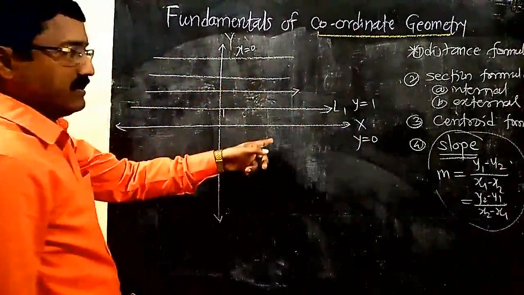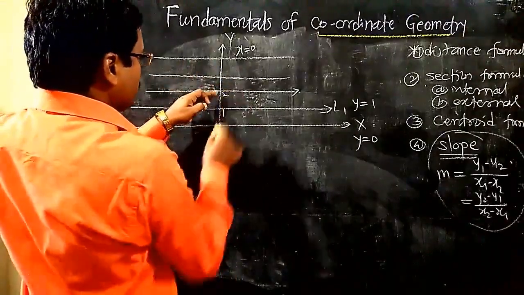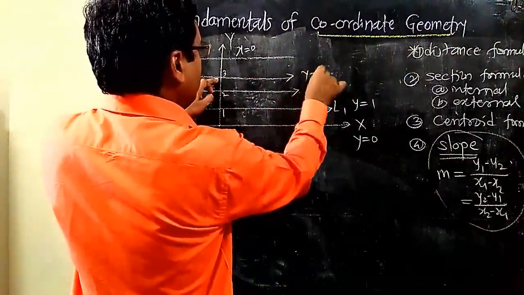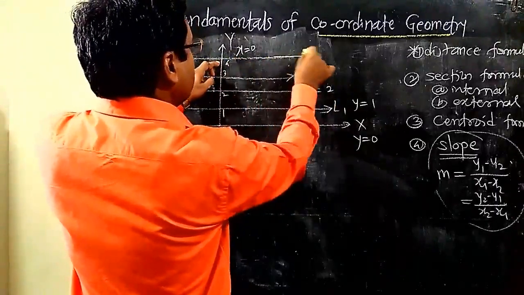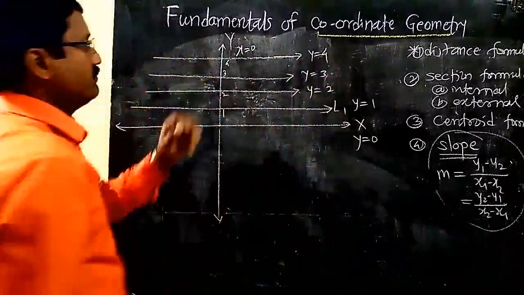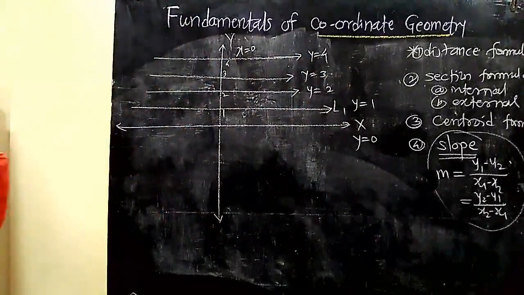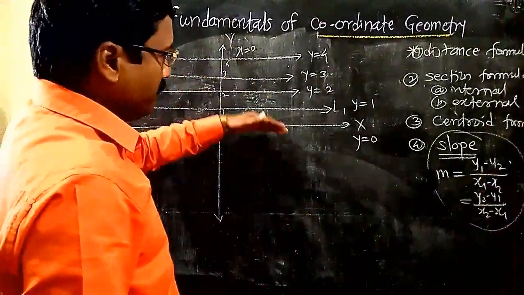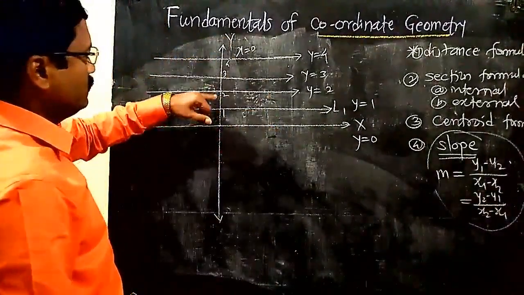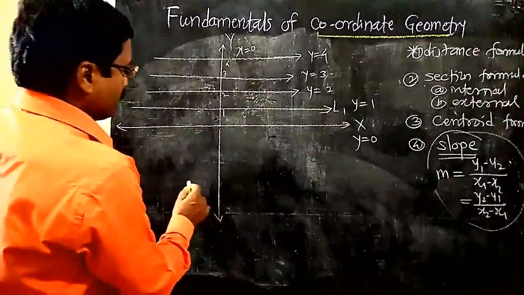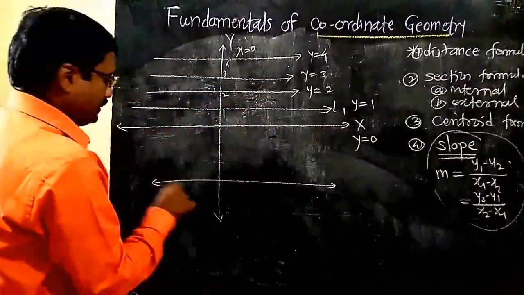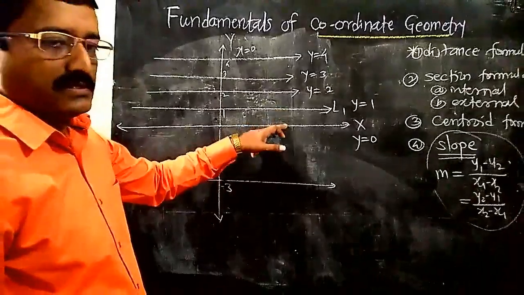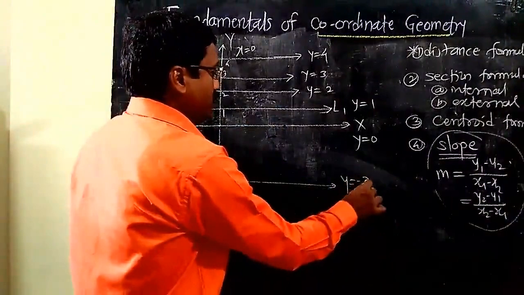Remember that these lines are parallel to the x-axis. Then again we are writing the equation. If this is number 2, the equation will be y equal to 2. If this is number 3, then the equation of the line will be y equal to 3. This is number 4 on the y-axis, so the equation of the line is y equal to 4. So y equal to 1, y equal to 2, y equal to 3, y equal to 4 are the equations of lines parallel to the x-axis which cut the y-axis at 1, 2, 3 and 4 respectively. If a certain line cuts the y-axis at number -3 and it is parallel to the x-axis, then its equation will be y equal to -3.